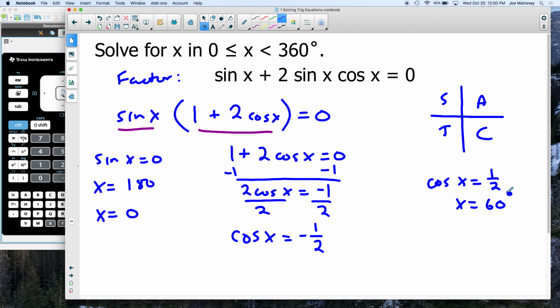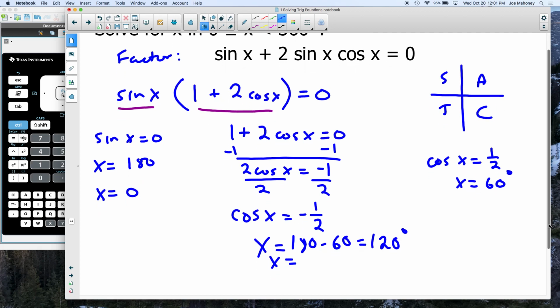If I'm going to find my quadrant 2 angle, remember quadrant 2 is 180 minus quadrant 1. So one of my x values is going to be 180 minus 60, or 120 degrees. The other angle, let me just scroll down a little bit, is going to be 180 plus 60. There's my quadrant 3 angle, 240 degrees.